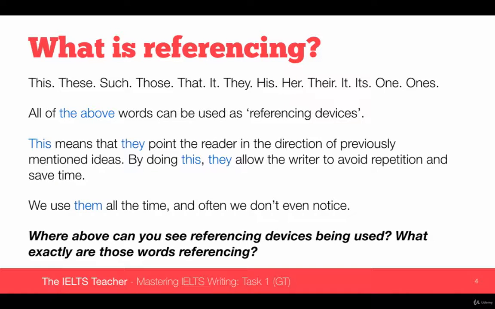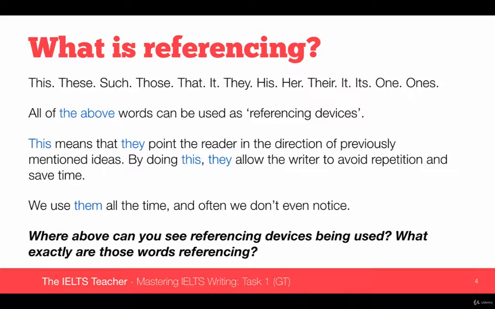So these are the referencing devices. We have all of the above words. And here we're referencing all the words at the top of the page. So this, these, such, that, those, etc. This means that they point the reader. When we say this means, we're talking about the sentence above. So this means the idea above, that idea above means that they point the reader. The above words point the reader. Referencing devices point the reader. We're pointing to the referencing devices there, in the direction of previously mentioned ideas.